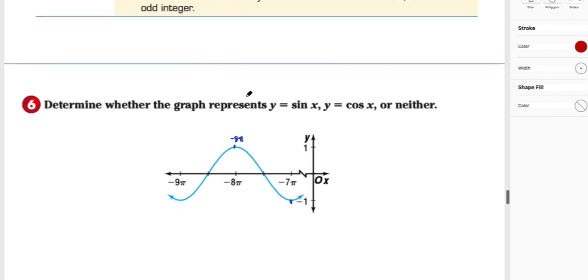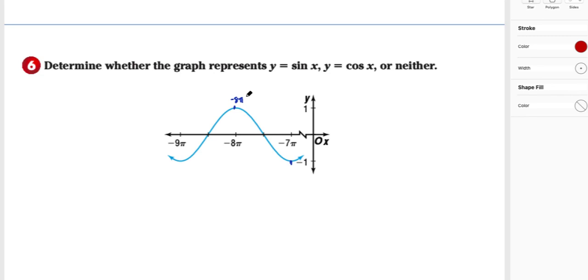Let's go ahead and look at this value here. It says determine whether the graph represents a y equals sine or y equals cosine function. For me, the key that's important is where are the zeros? Where is this function hitting the x-axis? This function seems to be hitting the x-axis, not at multiples of pi, but at odd multiples of pi over 2. So this would be negative 17 pi over 2, and this would be negative 15 pi over 2. This seems to be working with the concepts we saw with cosine of x. So this is going to be the cosine of x function.